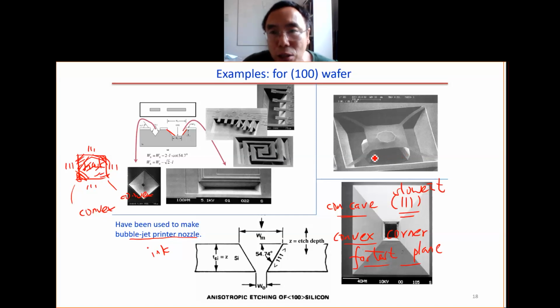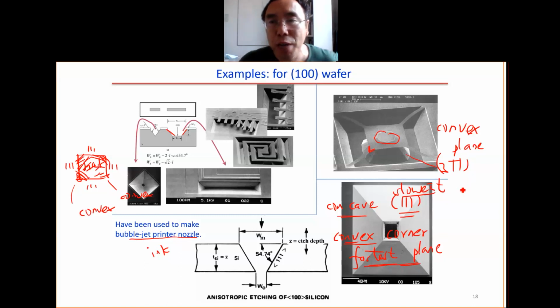Eventually we get something like this. That means the corner here is convex. Eventually we get something like this, because if you look at this circle here, this circle is mostly convex. Then the fastest plane will determine the shape. This plane here can be, for example, the 311 plane. The slowest plane is always 111. The fastest etching rate plane can be 311 or other planes depending on the etchant.